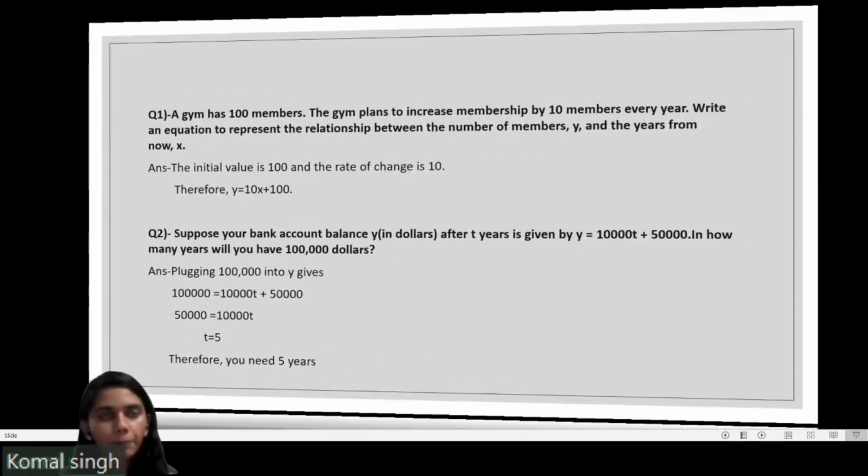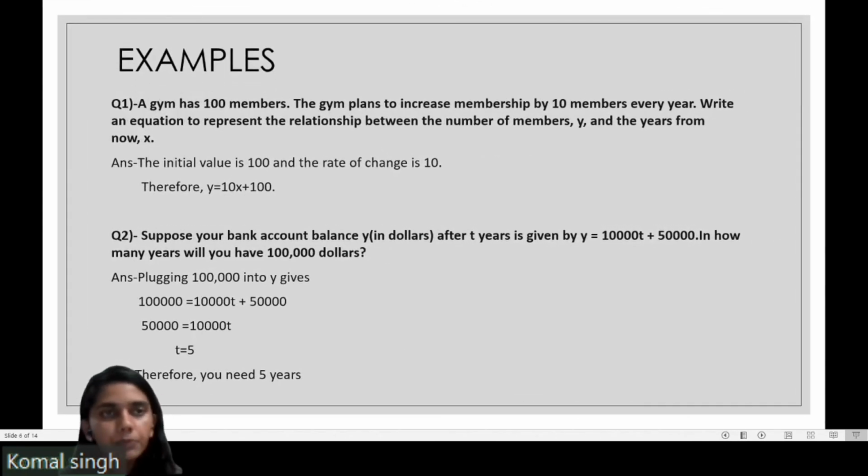So here it goes. First example: the gym has 100 members. The gym plans to increase membership by 10 members every year. Write an equation to represent the relationship between the number of members y and the years from now x. So the gym already has 100 members, and to increase the membership by 10 every year we have to write an equation. I have taken a simple example so that everyone can understand what we basically have to do.